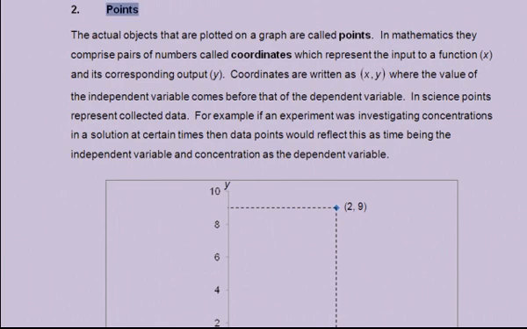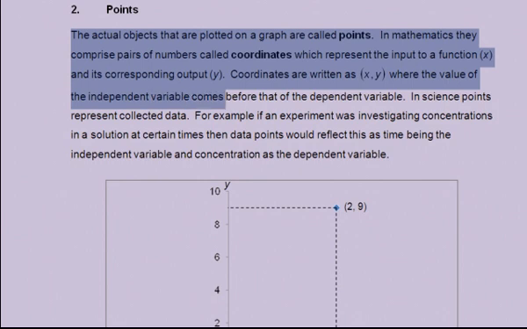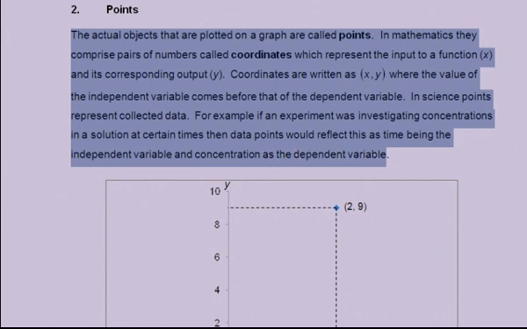2. Points. The actual objects that are plotted on a graph are called points. In mathematics, they comprise pairs of numbers called coordinates, which represent the input to a function, x, and its corresponding output, y. Coordinates are written as (x, y), where the value of the independent variable comes before that of the dependent variable. In science, points represent collected data. For example, if an experiment was investigating concentrations in a solution at certain times, then data points would reflect this, with time being the independent variable and concentration the dependent variable.